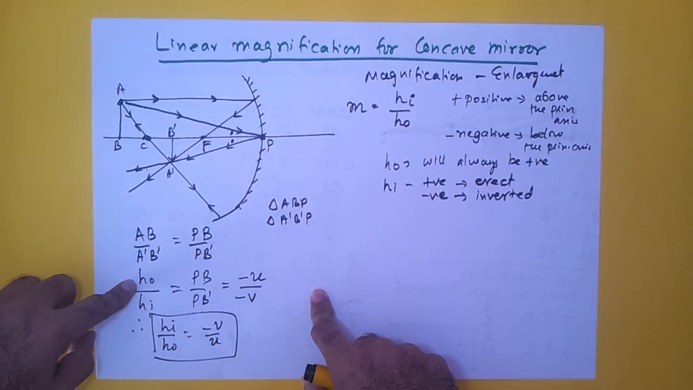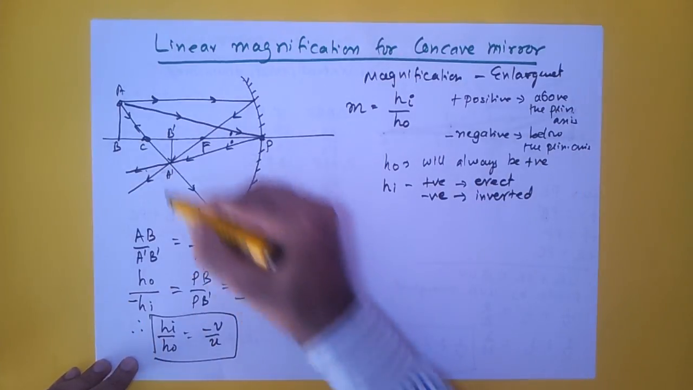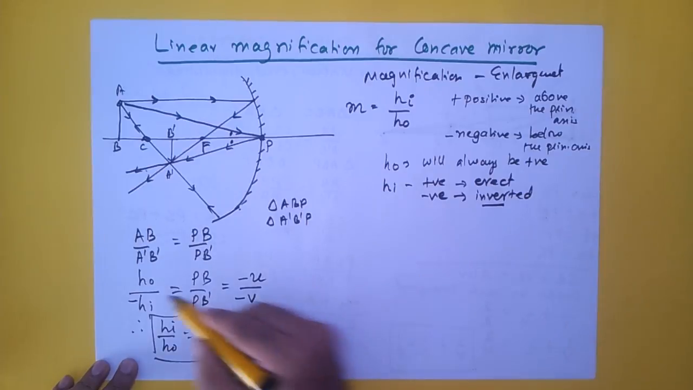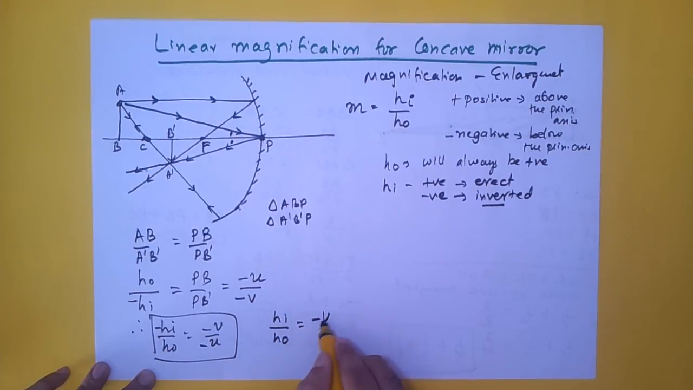Yes, one thing which I forgot to mention over here is HI will have a minus sign because it is below the principal axis. It's an inverted image, therefore minus sign. Therefore, if I put HI as minus sign and this also has minus, so this is the equation I get, and if I write the next step, I'll get HI upon HO is equal to minus V upon U.